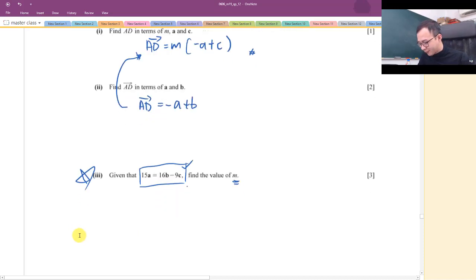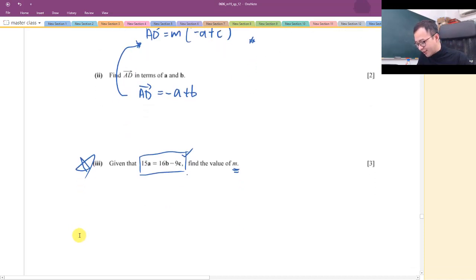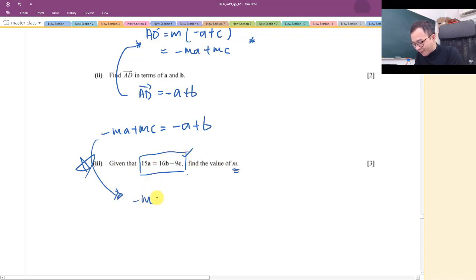So therefore what I will do is I sub AD into the AD. Maybe I just separate them: negative MA plus MC equals to negative A plus B. And then I try to arrange until I get something like this. So this one is negative MA plus A, and C is on the other side, equals to B minus MC.